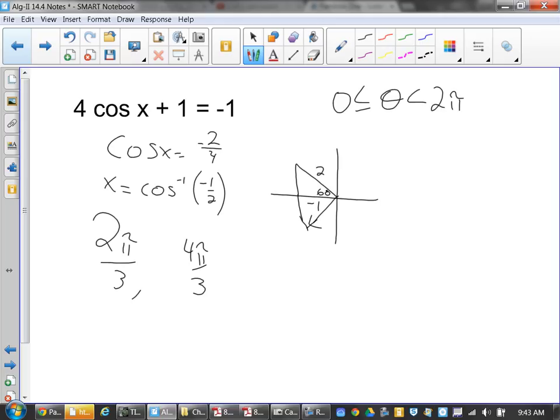So what if it is 2 pi? You're not going to include it, because if it's too high, it's also at 0. See what I'm saying? That's how it works.